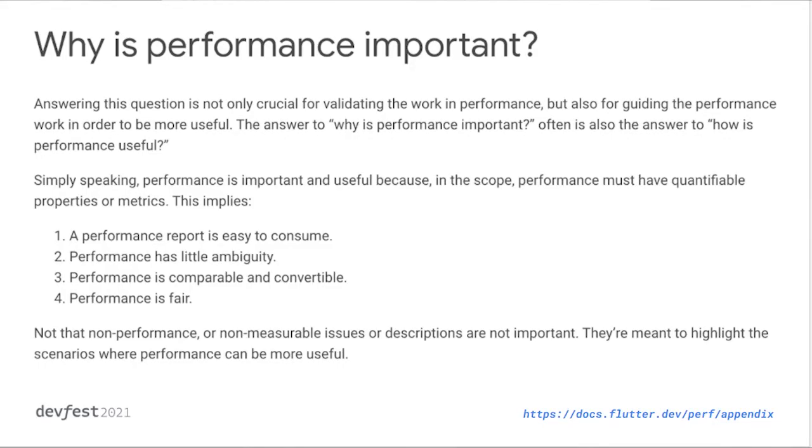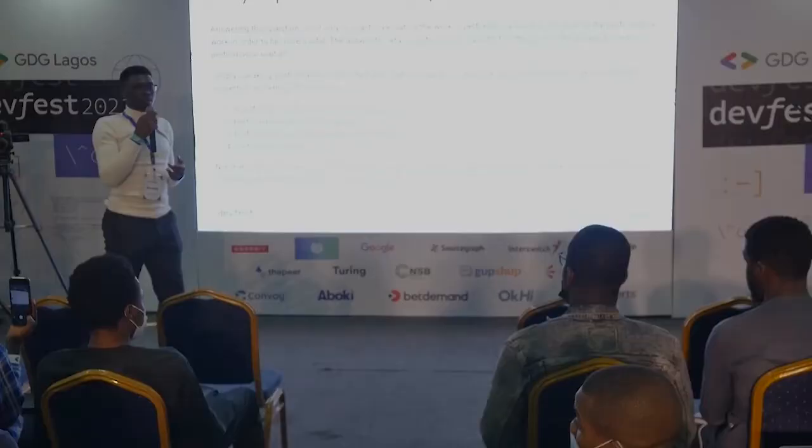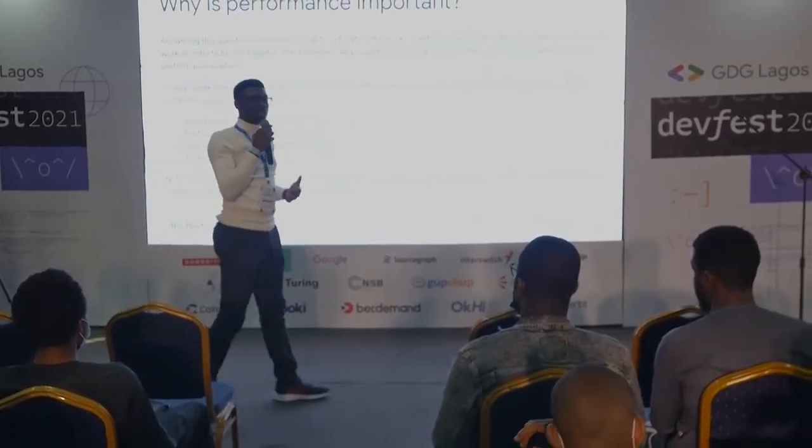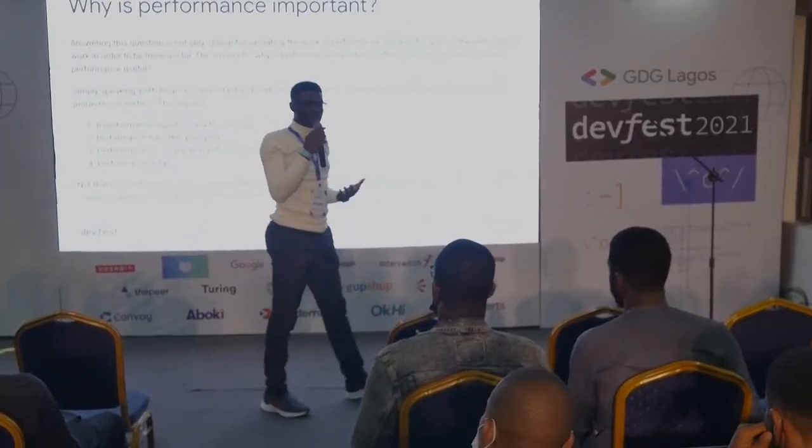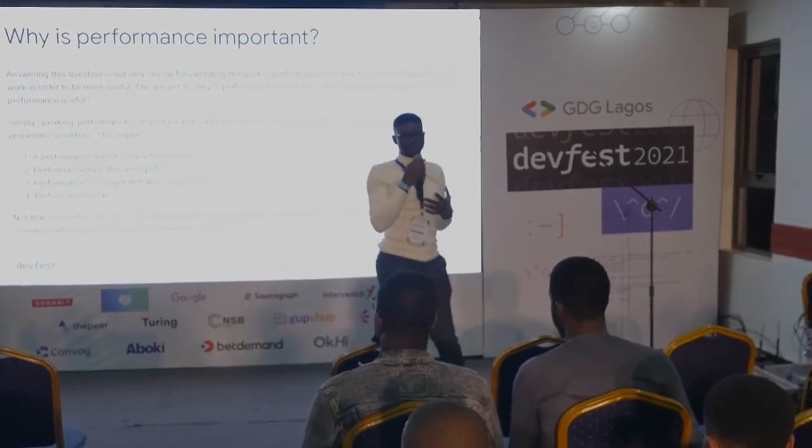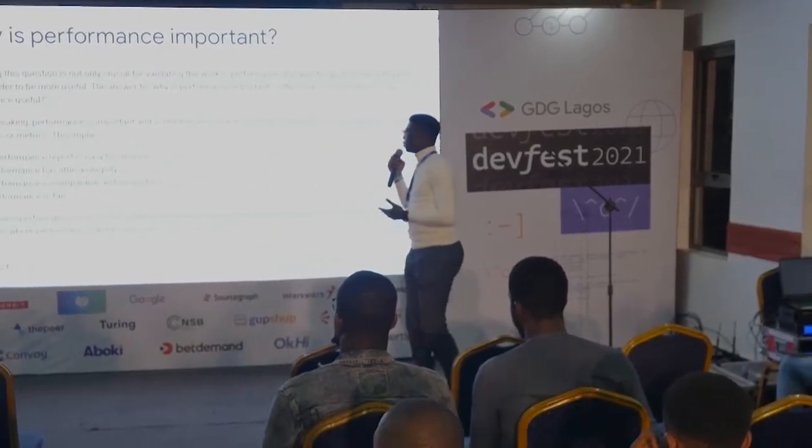Then we have the second part, that performance has little ambiguity. This basically speaks about performance being clear. If you look at a performance report, you should be able to easily tell that this is the performance, this is the data. The data tells me that I have a few frames that have dropped, or my animation is a bit janky, I need to increase the speed of my mobile app, the size is too big. So you have all this different information at your fingertips.